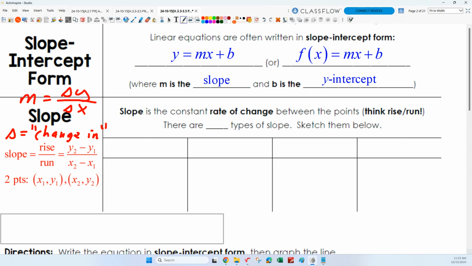So change in y over change in x. The change in the y coordinate is going to be the rise, because y is the vertical component, right? Change in x is going to be the run. That's the horizontal component. A lot of times we try to write that with more specific points. We write it using the formula.